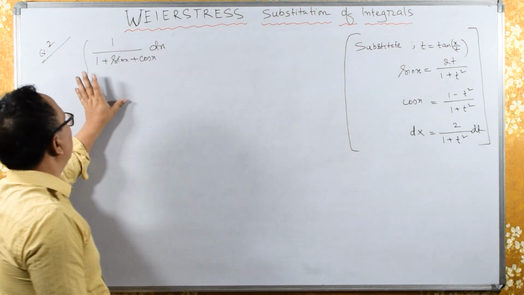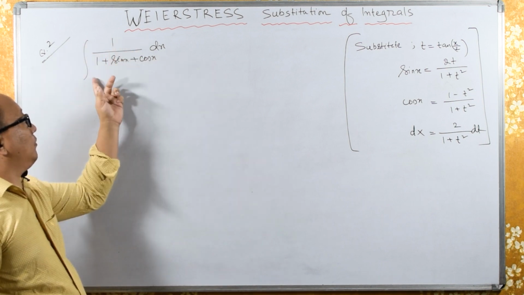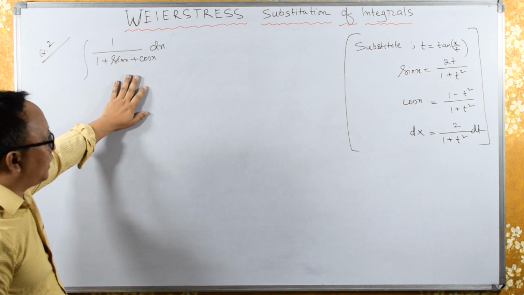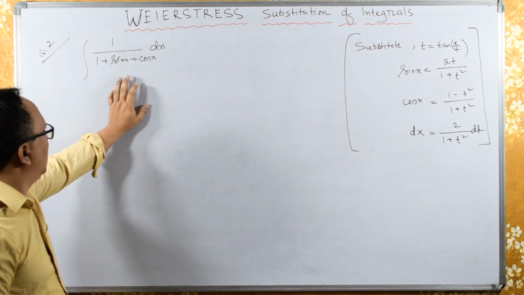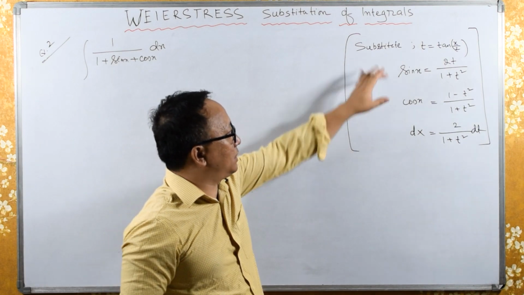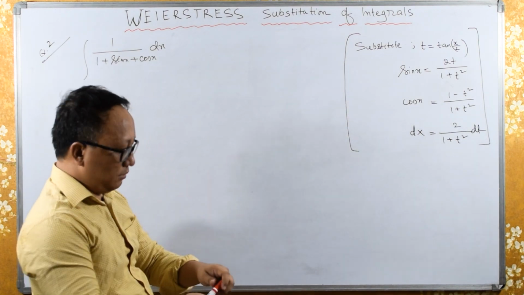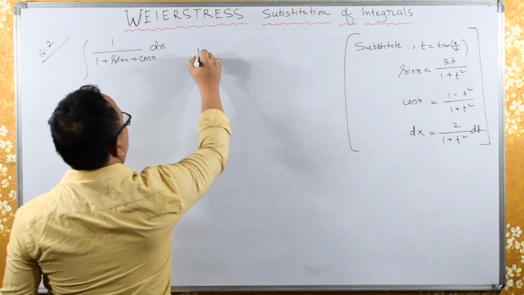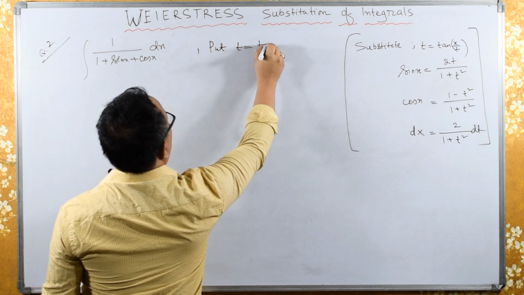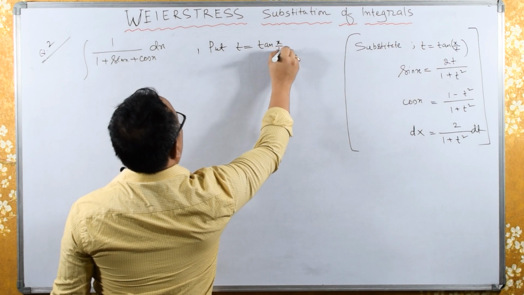Now the given question, integral of 1 upon 1 plus sin x cos x, we need to solve with the help of Weierstrass substitution. For these types of integrals, we have to use this standard substitution, t equals tan x by 2. So to substitute, put t equals tan x by 2.